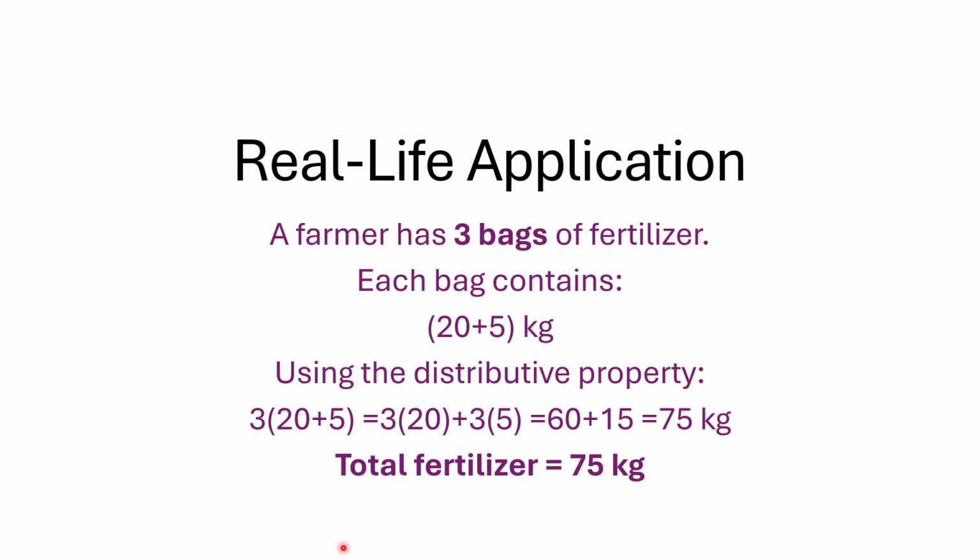Now, this is a real life example. A farmer has 3 bags of fertilizer. Each bag contains 20 kg and 5 kg. Using the distributive property, we want to find the total amount of fertilizer he is going to use on the farm. So we multiply the 3 by the 20 kg and then 5 kg. So 3 times 20 plus 3 times 15. 3 times 20 will give you 60 and 3 times 15 will give you 15. When you add 60 plus 15, you get 75. And then the total fertilizer is 75. I hope this is a very nice real life question.